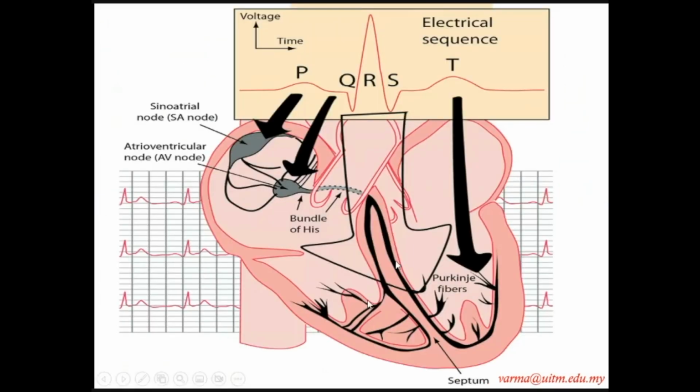So we want to look again at the electrical sequence of the ECG. SA node firing, atrial depolarization, atrial systole, you get the P wave. AV node firing and causing ventricular depolarization, you get the QRS complex. Then finally at the Purkinje fibers, when your ventricle repolarizes, you get your T wave.